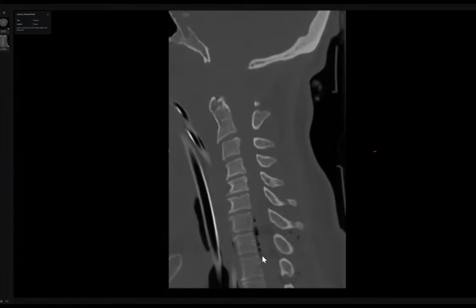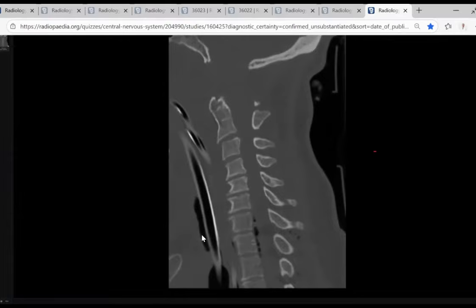What is the name of air in the spinal canal? I forgot the name. No problem. Okay, what else?